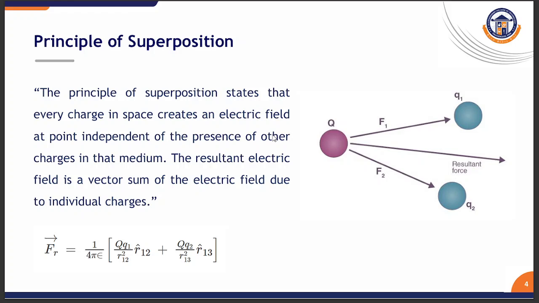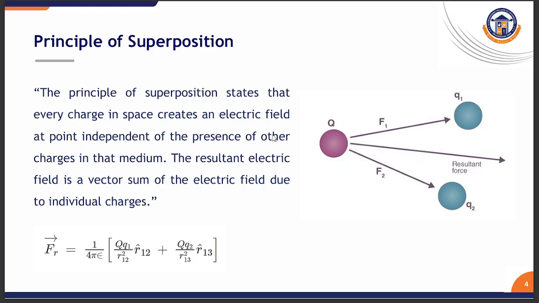Suppose a charge is placed near several other charges. Each surrounding charge exerts its own force on the given charge. According to the principle of superposition, the net force on the charge is obtained by adding all the forces due to the other charges, taking both magnitude and direction into account. Since force is a vector quantity, this addition must be done using vector addition. Some forces may act in the same direction and reinforce each other, while others may be in opposite directions and partially or completely cancel each other.